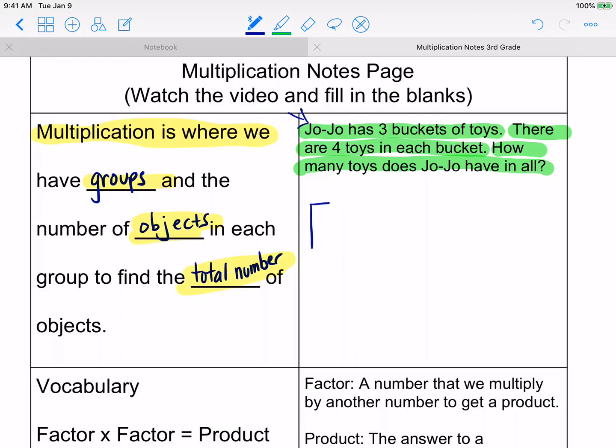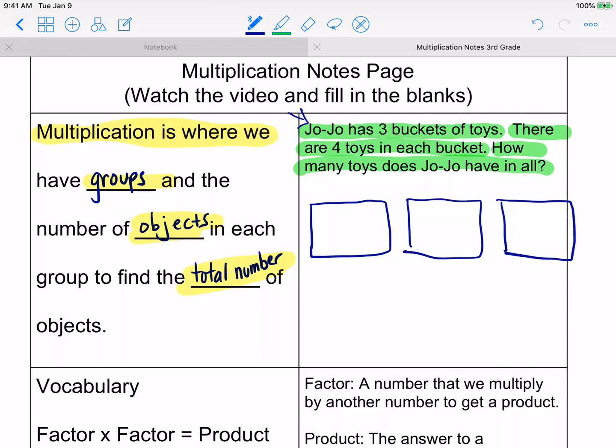I'm going to draw 3 buckets. Don't be perfect, but you need to draw 3 buckets. So if you need to push pause and draw 3 buckets, I want you to do that now. So push pause and draw 3 buckets. When you're finished, you can push the space bar again and it'll start playing.